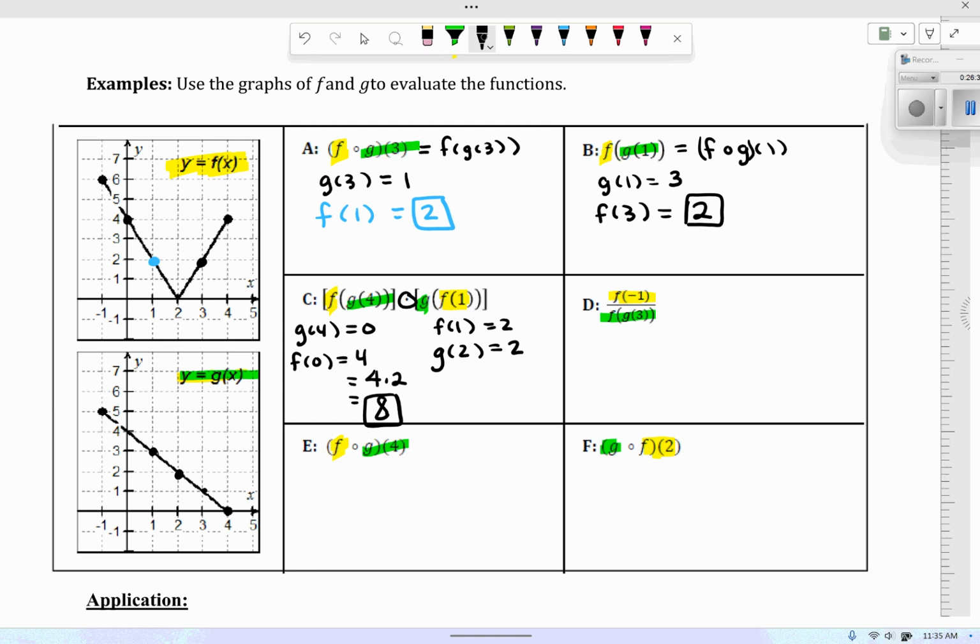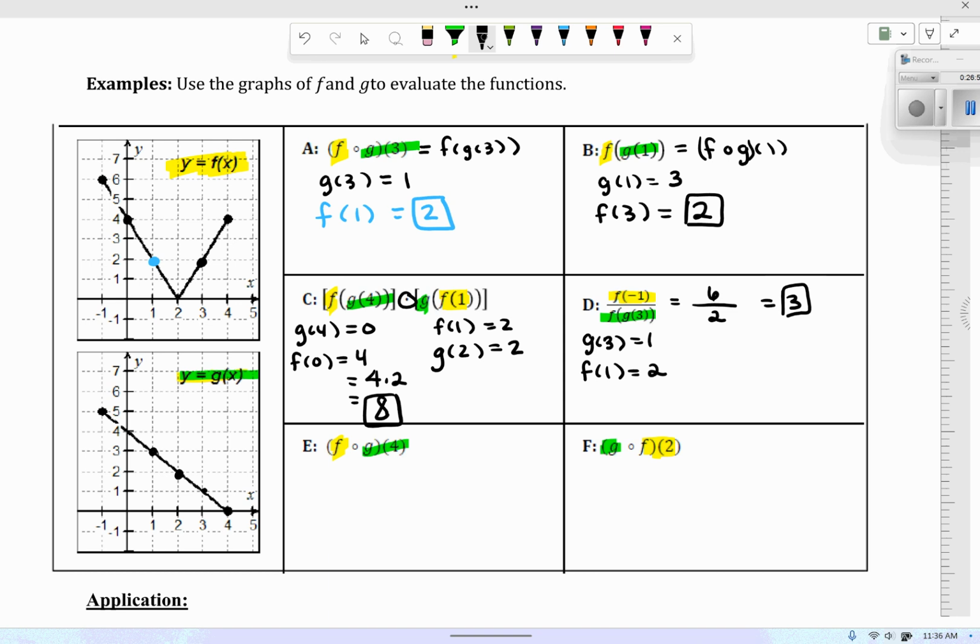The next one we're dividing. So f of negative 1 on the graph means when I have an x value of negative 1, my y value is 6. For f of x, g of 3 is 1 on the graph, and then f of an x value of 1 gives us 2. So 6 divided by 2 is 3.